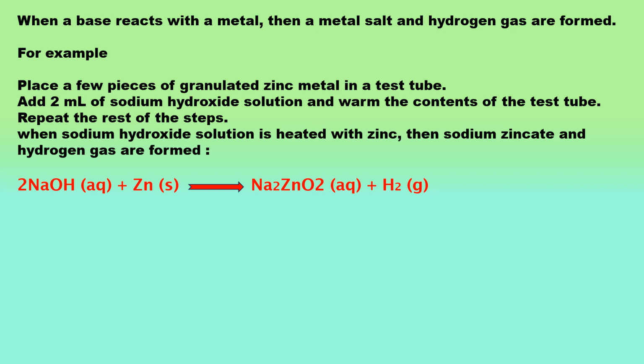In the sodium zincate salt formed by the reaction between sodium hydroxide and zinc metal, the zinc metal is present as a part of the negative ion, zincate ion. It is very important to note that all the metals do not react with bases to form salts and hydrogen gas.